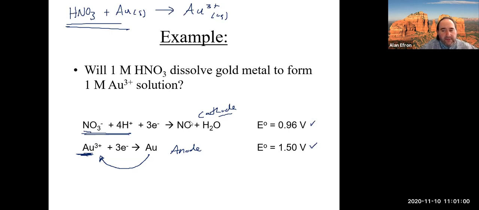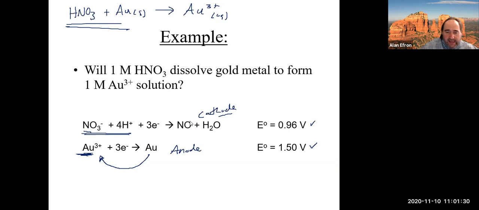Remember that you really only want to use the one that's more positive if you're not given any information. In this case, we weren't given the overall reaction, but we were given enough information in words that nitric acid needs to be on the reactant side and solid gold needs to also be on the reactant side. Any questions on that?